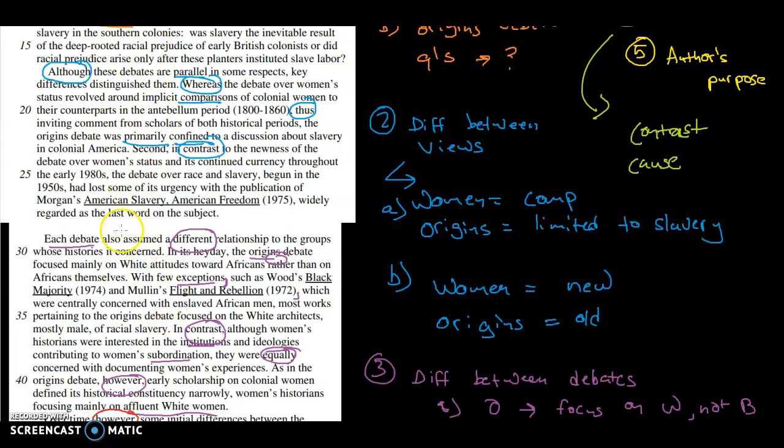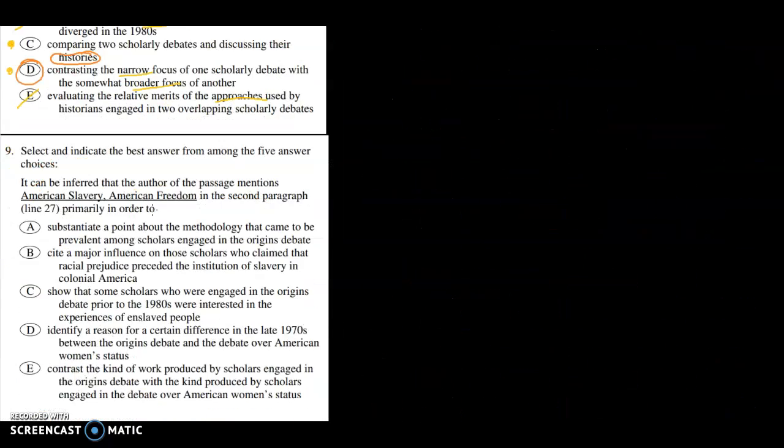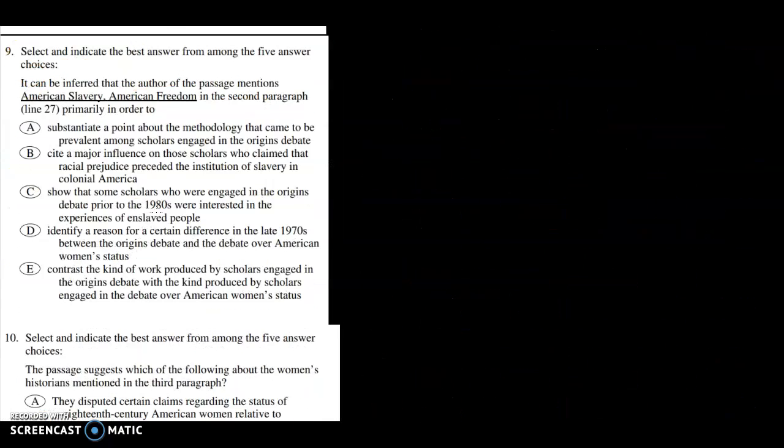So it seems like this is brought up, if we make a prediction, this book is brought up as something that ended, finished, whatever the scholarship was on the origins debate. So, with that prediction, which answer can we go with? Substantiate a point about the methodology.